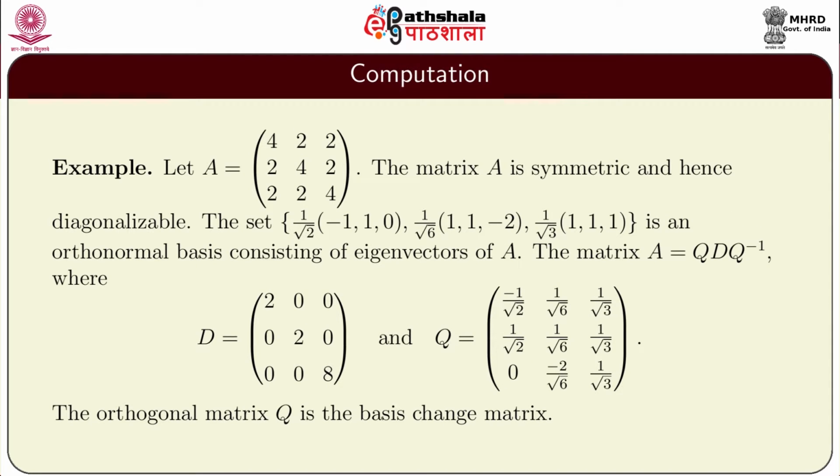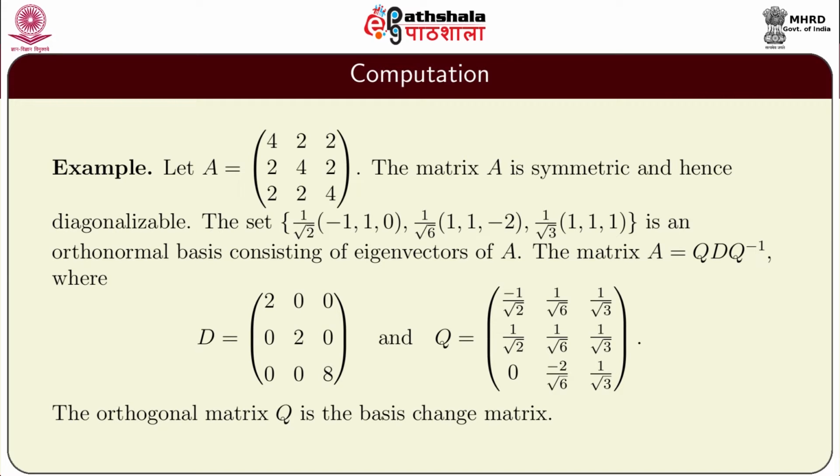The example: A is this real symmetric matrix whose first row is 4 2 2, second row is 2 4 2, and the third row is 2 2 4. The matrix A is symmetric and hence orthogonally diagonalizable. This set consisting of the vectors 1 over root 2 times (minus 1, 1, 0), then 1 over root 6 times (1, 1, minus 2), and 1 over root 3 times (1, 1, 1) is an orthonormal basis consisting of eigenvectors of A.